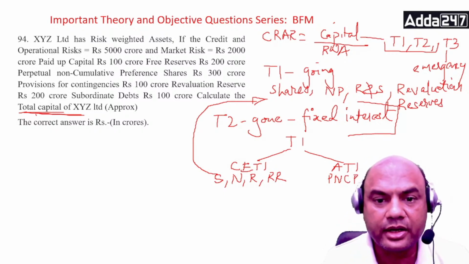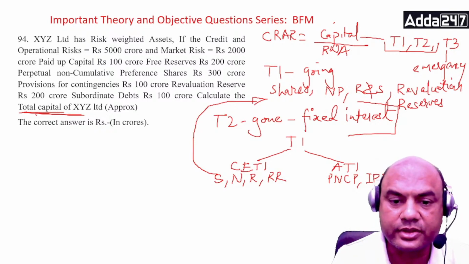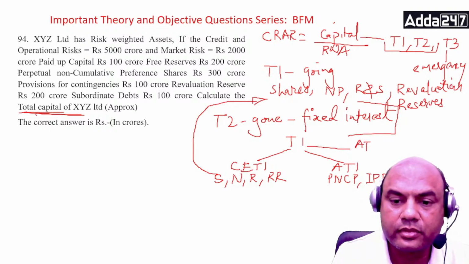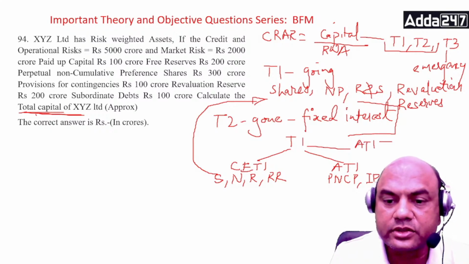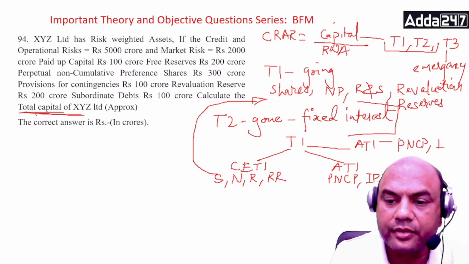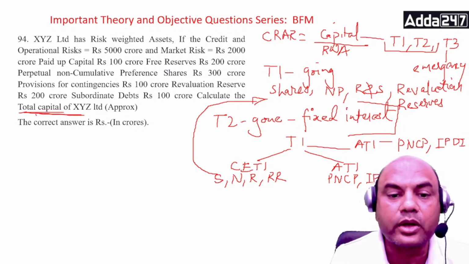Got it? AT1. Are you able to see this? Shall I write it somewhere else? One sec. Let me write it over here. AT1 consists of PNCP and IPDI. Got it? So now you have to calculate this T1 and T2 capital both.